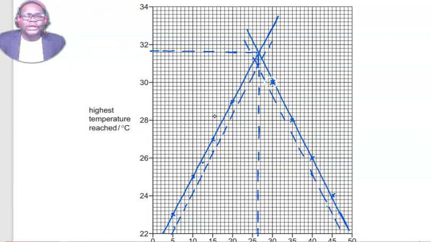Okay, you go that way. Then you make sure that they cross. Let the line cross at this point. Okay, this point usually marks the highest temperature reached and the maximum volume of sodium hydroxide that neutralizes a given volume of what? Of acid. That is the essence of this kind of graph.